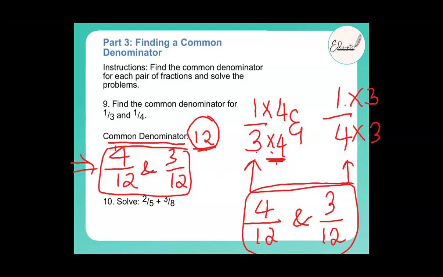And then you can just use the next space if you have space after this. Do you have space after this? Yeah. Okay, you can just write it as 4 by 12 and 3 by 12.